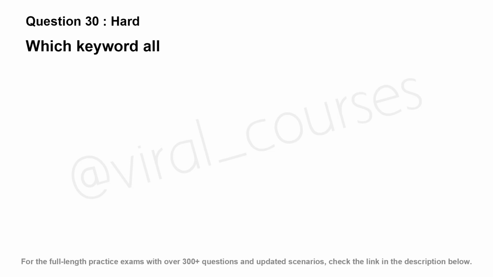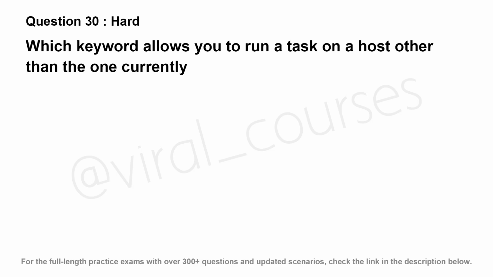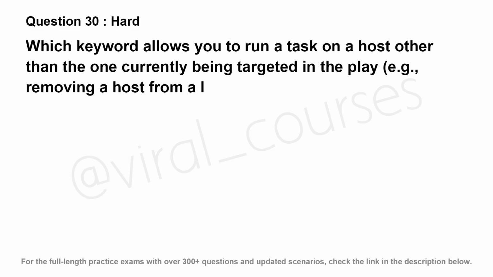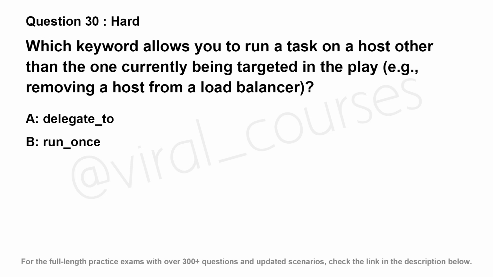Which keyword allows you to run a task on a host other than the one currently being targeted in the play, e.g., removing a host from a load balancer? Option A, delegate_to. Option B, run_once. Option C, local_action. Option D, remote_user.